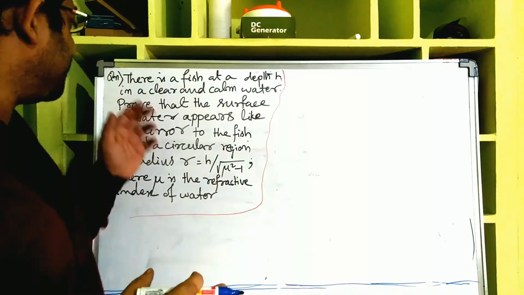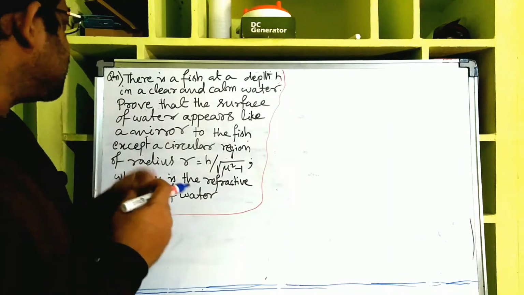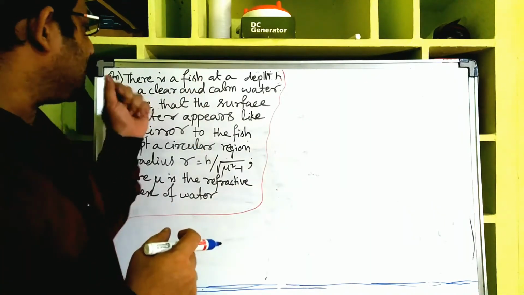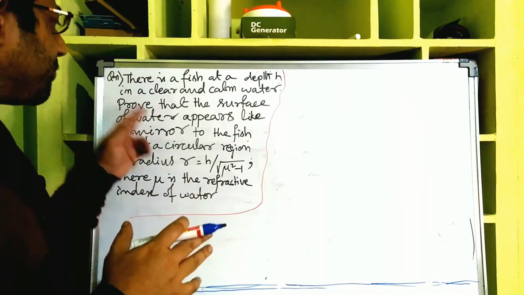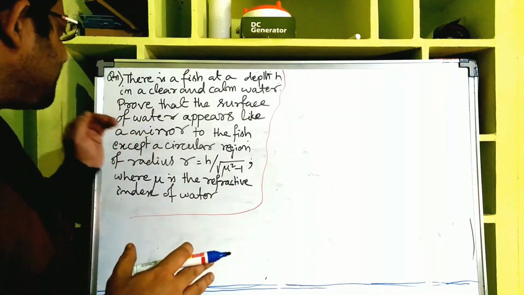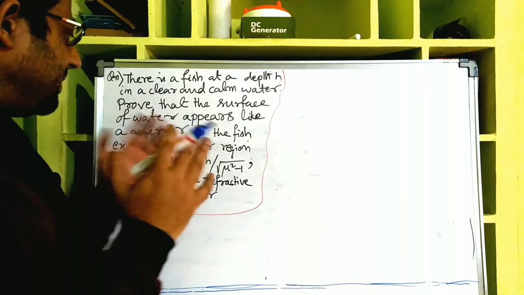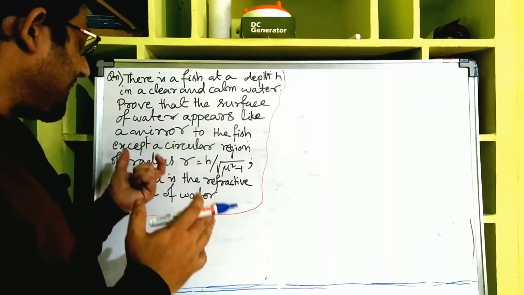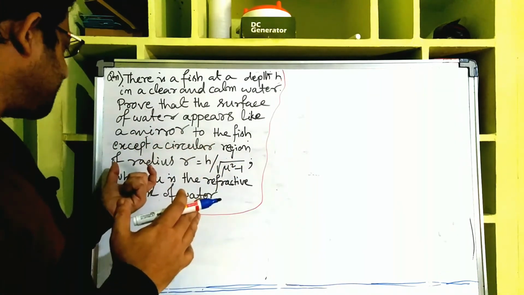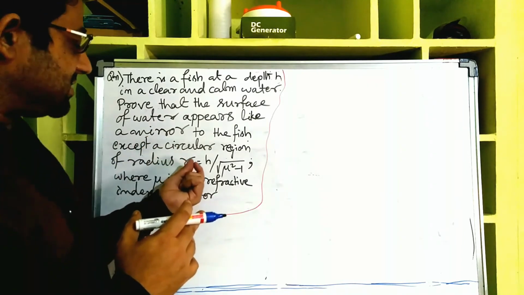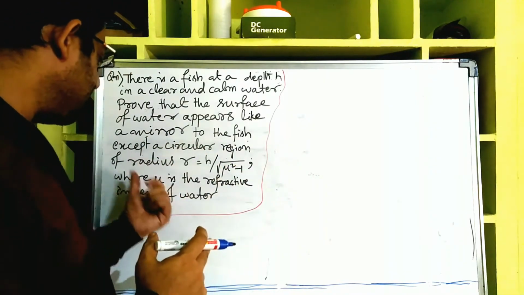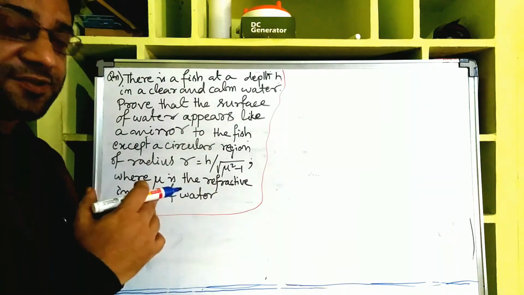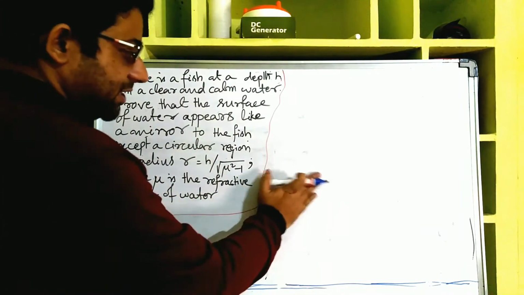Now let us take up a nice question which asks: there is a fish at a depth h in a clear and calm water. Prove that the surface of water appears like a mirror to the fish except a circular region of a radius r, which is equal to h upon root under mu square minus 1, where mu is the refractive index of water. Let us see what it says.